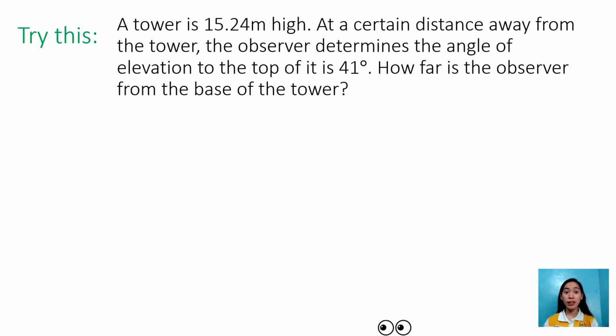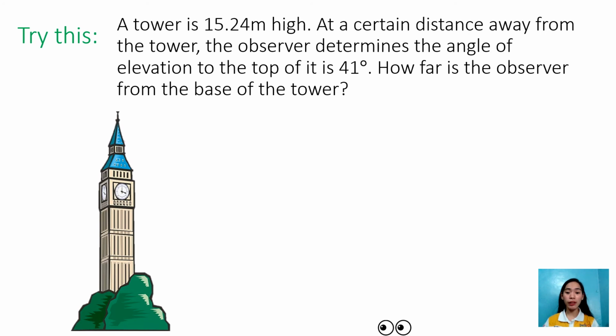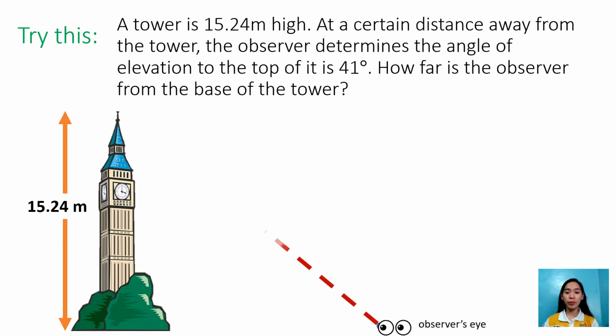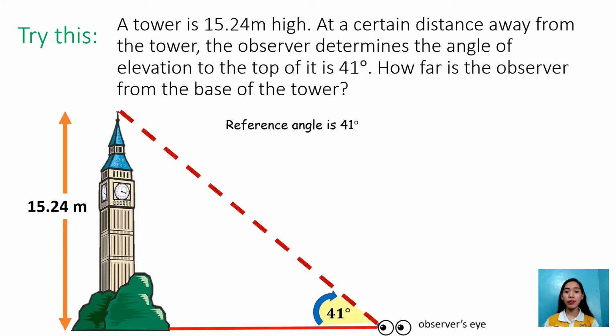So first, let us illustrate. So we have the tower and then the observer's eye. And the tower is 15.24 meters. From the observer's eye up to the top of the tower, it has a 41 degree angle of elevation. So our reference angle is 41 degrees. And then we're going to use again the trigonometric ratio, which is tangent, or TOA, since our target is to get the distance from the observer's eye to the tower.